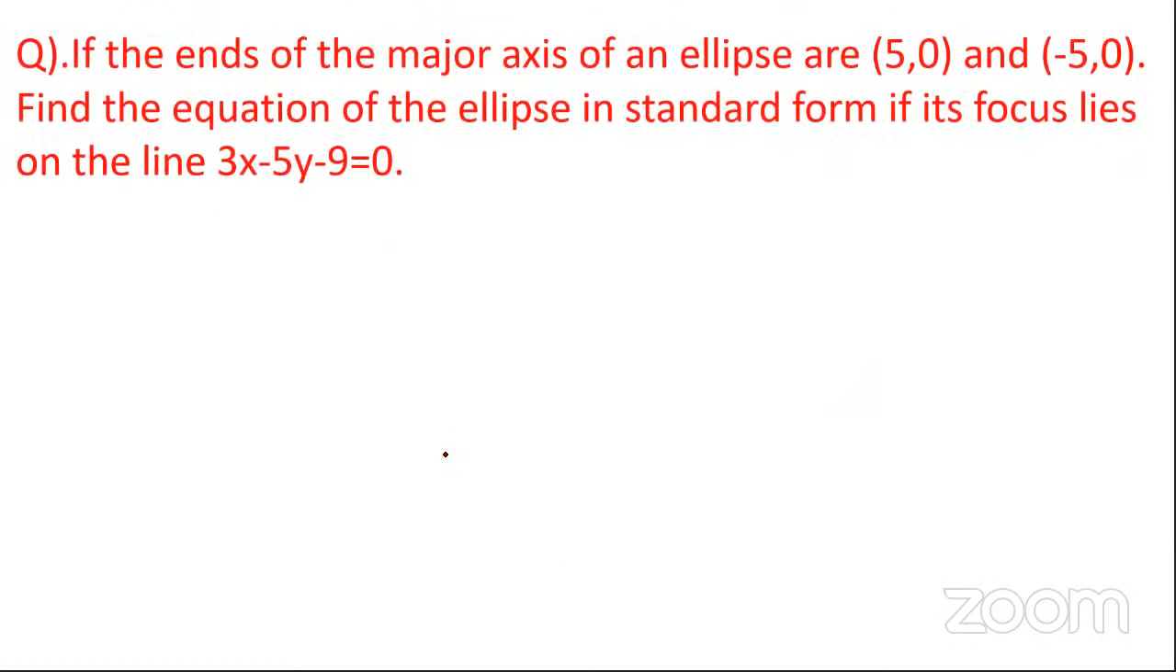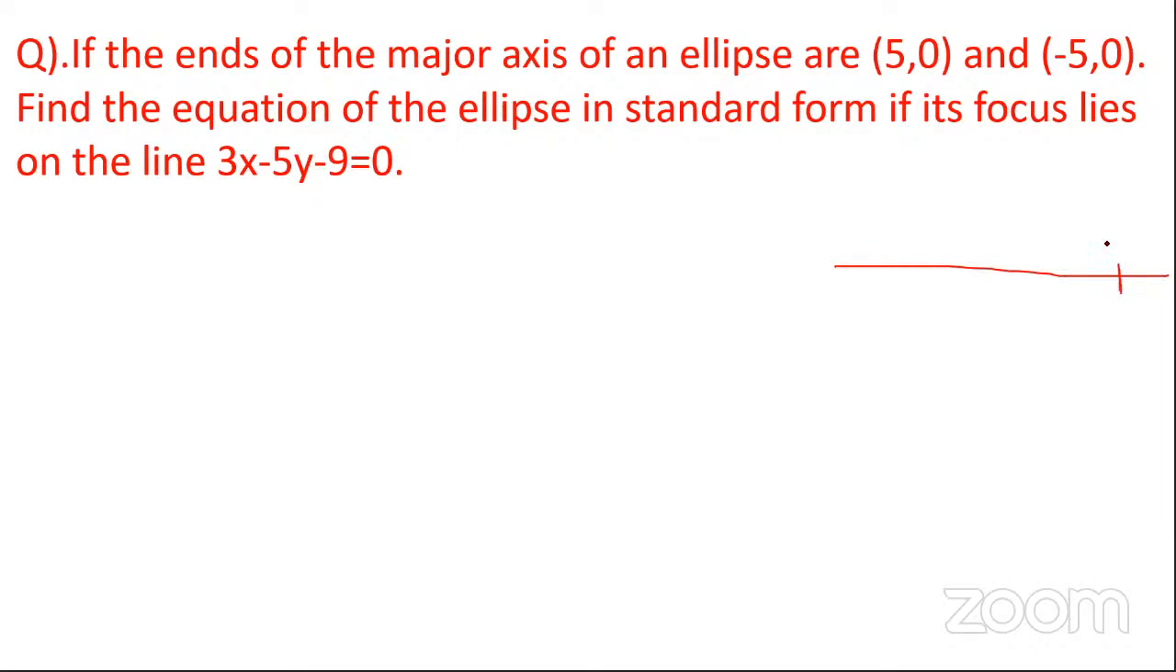Next question. If the ends of the major axis of an ellipse are 5 comma 0 and minus 5 comma 0, find the equation of the ellipse in standard form if its focus lies on 3x minus 5y minus 9 equals 0. So this question is clearly informing us of that.